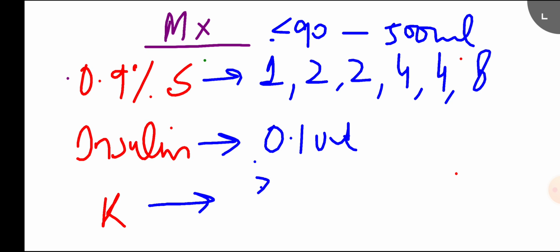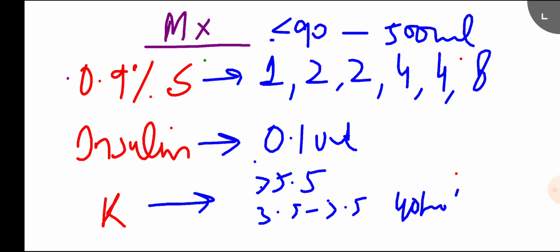If the potassium is greater than 5.5, you need not add the potassium in the normal saline. If it's between 3.5 and 5.5, then add 40 millimoles in every liter of the 0.9% normal saline, but you keep on checking and titrate it accordingly, whether you have to add or not. If the potassium is less than 3.5, then you need some more potassium and you need to be very vigilant, and maybe you need HD or ICU care because of the higher doses.